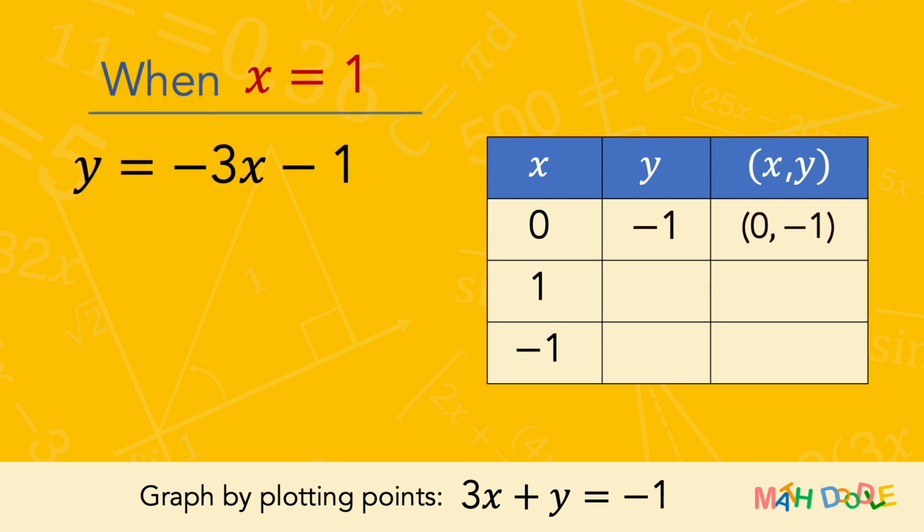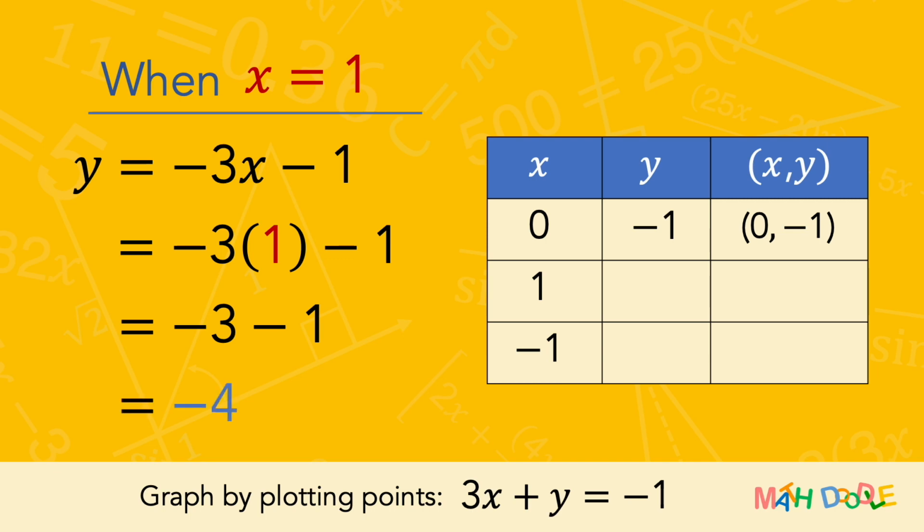Next, to find the value of y when x is 1, we are going to substitute 1 for x. -3 times 1 is -3. And -3 minus 1 is -4. So, when x is 1, y is -4. This tells us that the line of the equation passes through the point 1, -4.